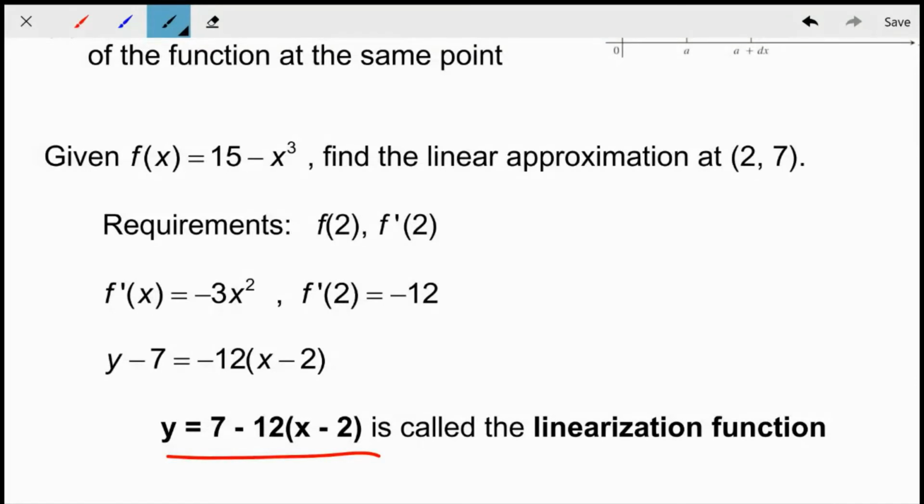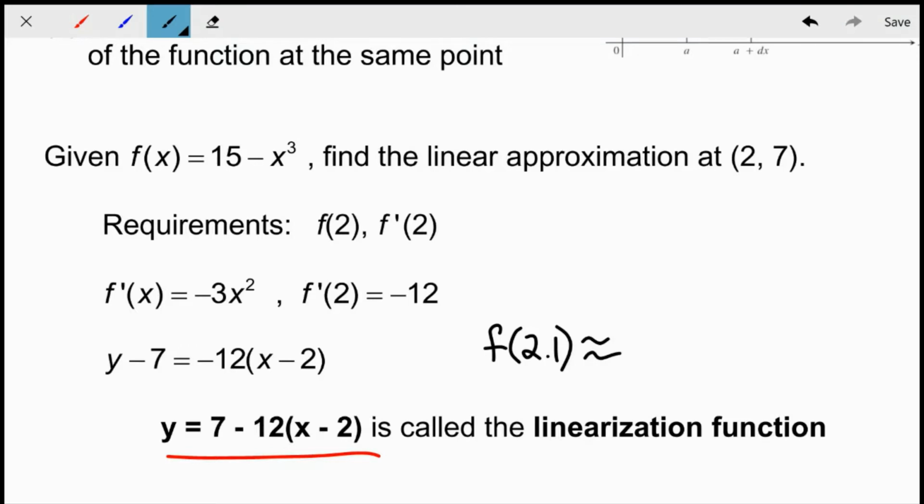So for example, let's say I wanted to find f of 2.1. Well, f of 2.1 cubed. If we had a calculator, obviously we could do that very easily. But if you wanted to do this by hand, 2.1 cubed, yes, you can do it. It'd be kind of a pain. But what we're going to do is approximate it using our linearization function.